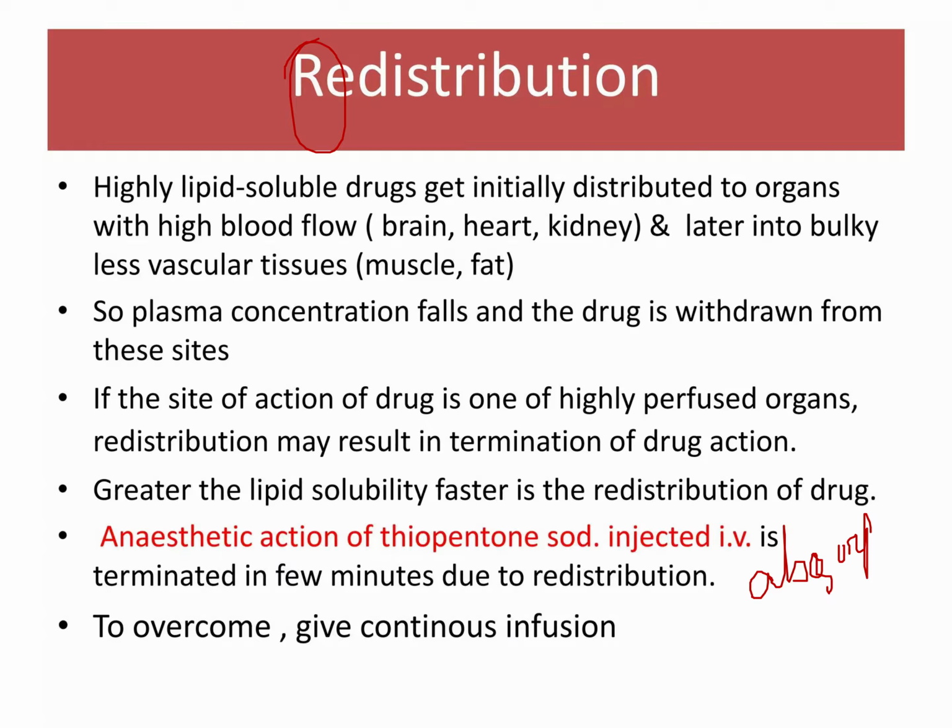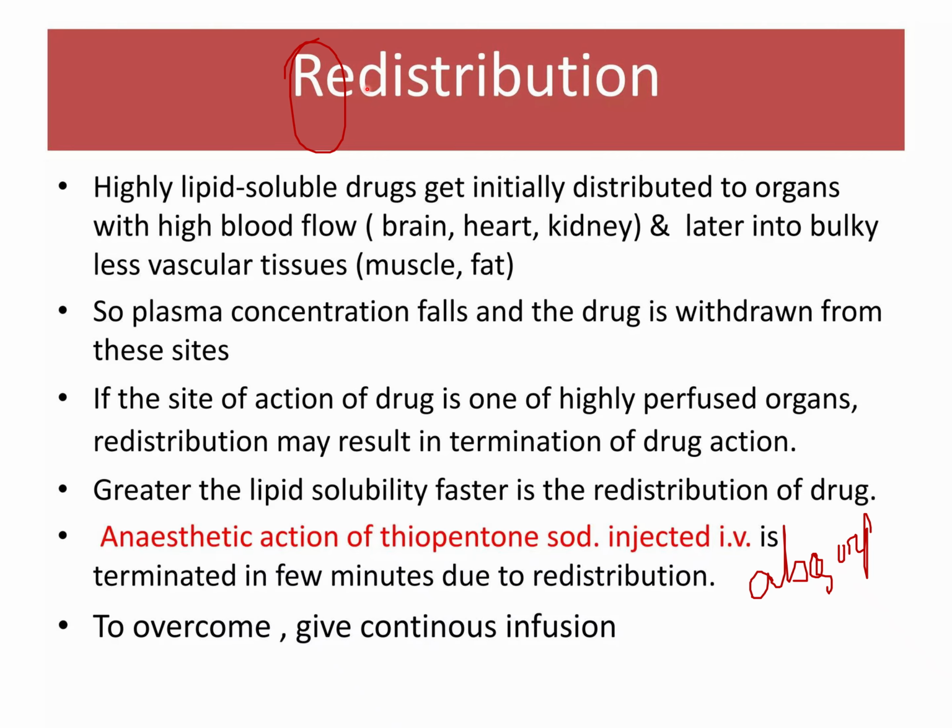Sometimes a highly lipid soluble drug gets initially distributed to organs with high blood flow and later into bulky, less vascular tissue. So plasma concentration falls and the drug is withdrawn from this site. If the site of action of the drug is one of the highly perfused organs, redistribution may result in termination of the drug action. The greater the lipid solubility, the faster is the redistribution.